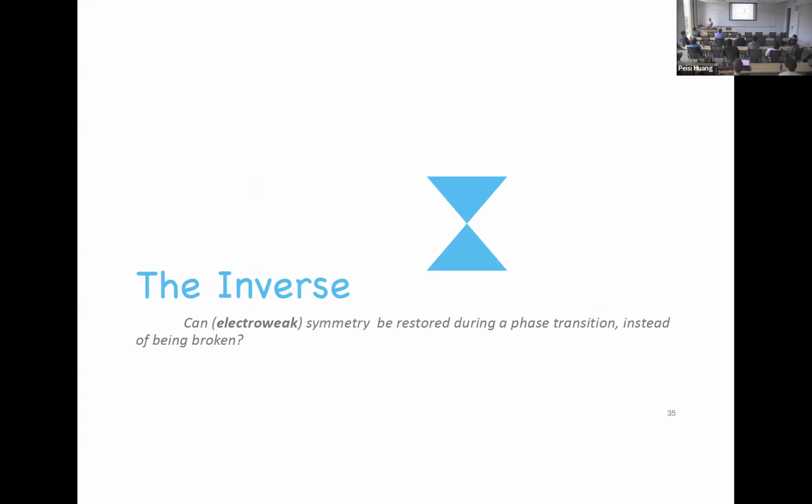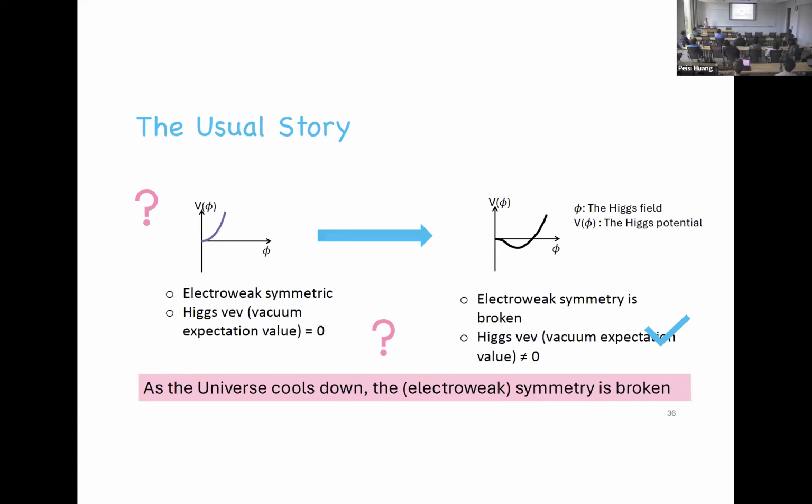And in this part, I'm going to constrain myself to electroweak symmetry for most of the time and ask the question: can electroweak symmetry be restored during a first order phase transition instead of being broken? So again, let me start with the usual story. The usual story we discuss about the electroweak phase transition is the following.